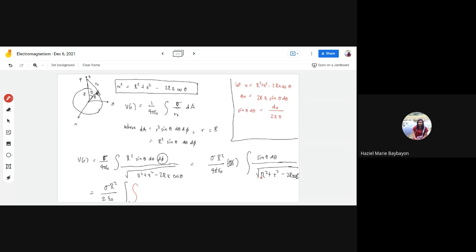And then since we let this be u, the denominator is equal to u raised to the power of 1 half. And then here you have du over 2rz. You have to take note, class, that z here is a constant. It is the length from the center of the sphere towards your point P. And then r also is a constant.